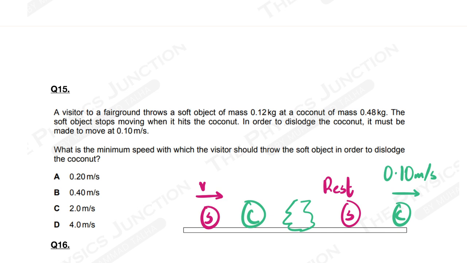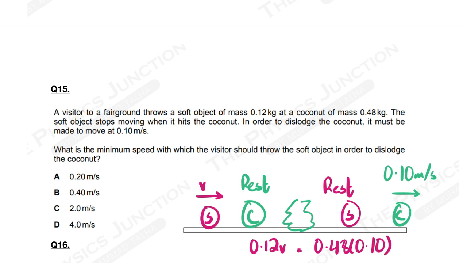So this is just conservation of momentum. And once you figure out what this question really says, the math is really simple here. Again, total momentum before equals total momentum after. Initially the coconut was at rest, and afterwards the soft object is at rest. So you will just say the mass of the soft object, which is 0.12 times v, equals the momentum of the coconut, which is 0.48 times 0.1. And again, now you just solve.